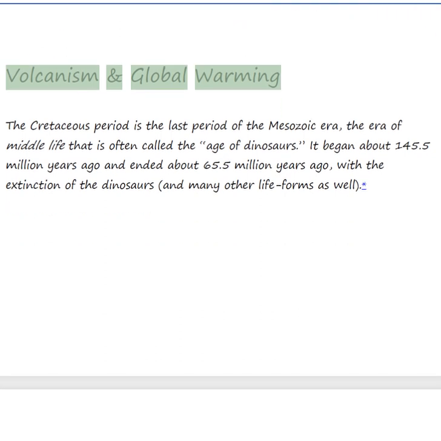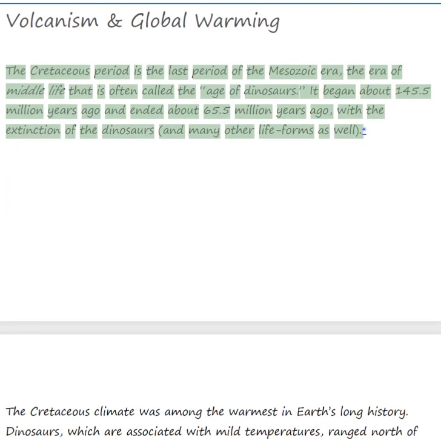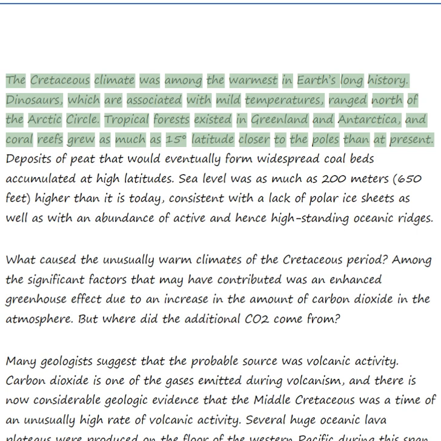Volcanism and global warming. The Cretaceous period is the last period of the Mesozoic era, the era of middle life that is often called the Age of Dinosaurs. It began about 145.5 million years ago and ended about 65.5 million years ago, with the extinction of the dinosaurs. The Cretaceous climate was among the warmest in Earth's long history. Dinosaurs, which are associated with mild temperatures, ranged north of the Arctic Circle. Tropical forests existed in Greenland and Antarctica, and coral reefs grew as much as 15 degrees latitude closer to the poles than at present.